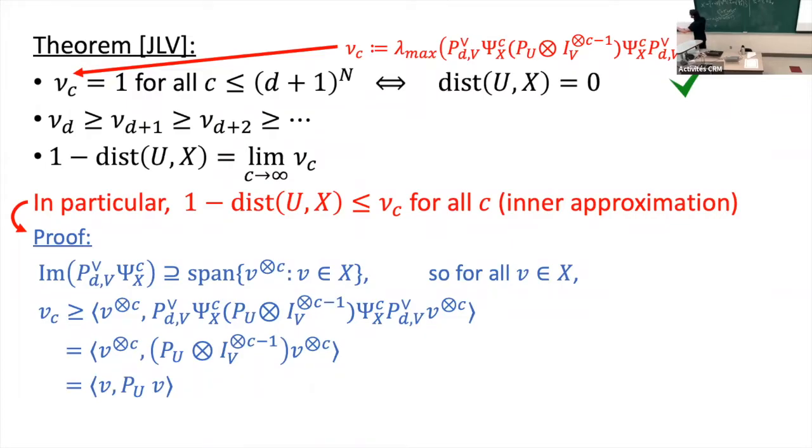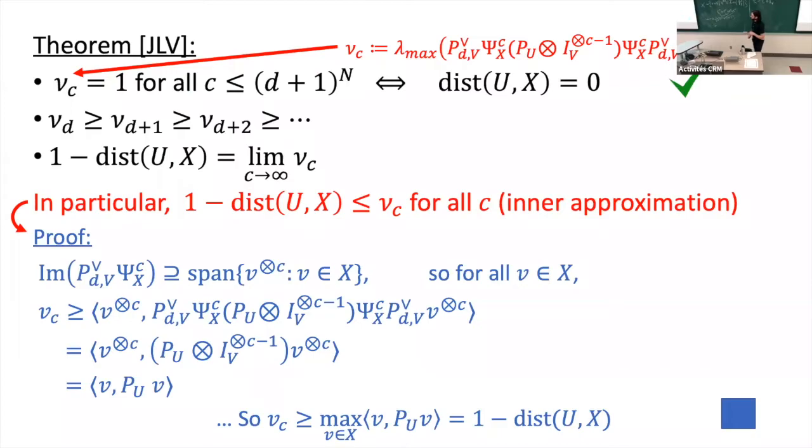So now you have this inner product, but now v is a unit vector. It just hits the identities and goes away, and you get exactly the inner product of v with the projection onto u. So if you maximize over the v's in x, you get that nu c is greater than or equal to the maximum of this inner product, which is exactly 1 minus the distance. That's how we define the distance. Okay, so we know that we do get lower bounds on the distance.